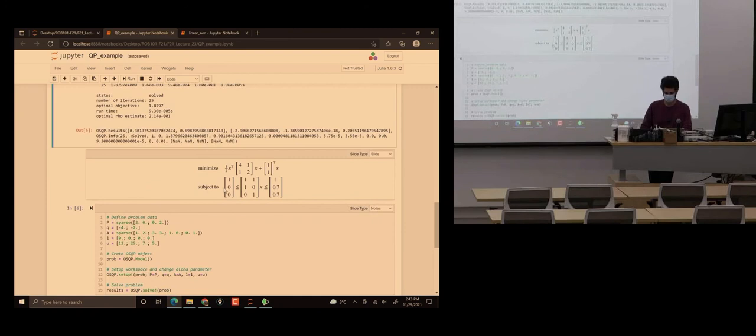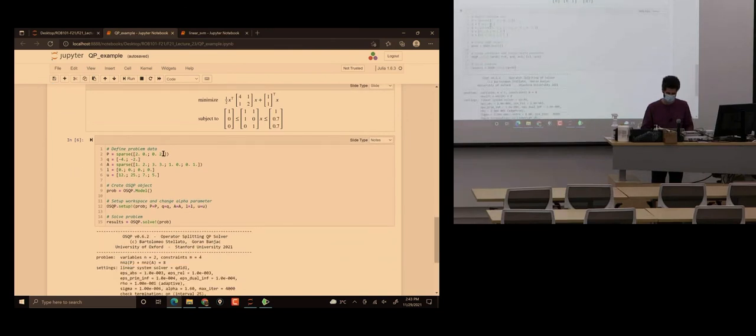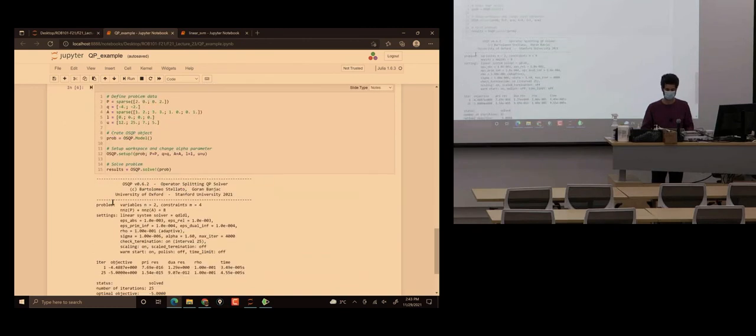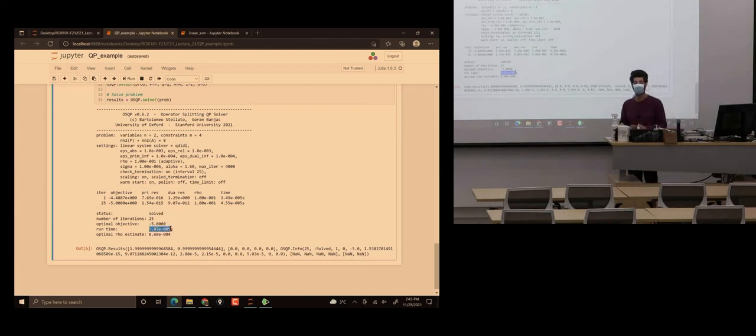Another QP. It's always the same structure, right? You will have different matrices and bounds. So we only need to change P, Q, A, L, and U. We do that exactly the same way. We solve the problem and find the solution again. It took 25 iterations, right? The runtime is almost nothing, so it's really fast. The solver can find a solution very fast.